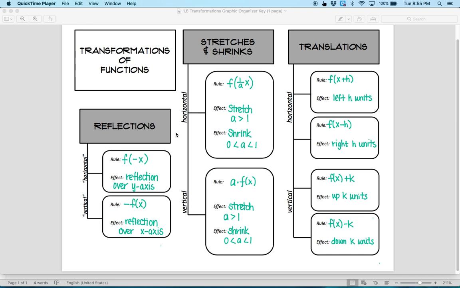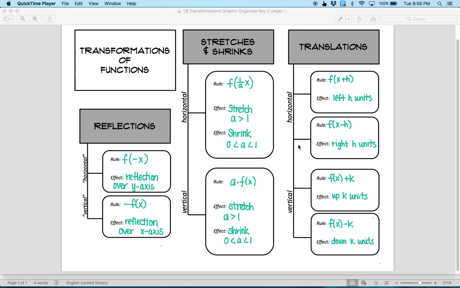So the main thing to remember is if you look at all of the ones that are categorized horizontal, every transformation that causes a horizontal effect is always going to happen inside the function. And I'll show you what I mean by that. Everything that is going to cause a vertical transformation is going to happen outside of the function, okay? So you're going to do it after everything else that's already there.